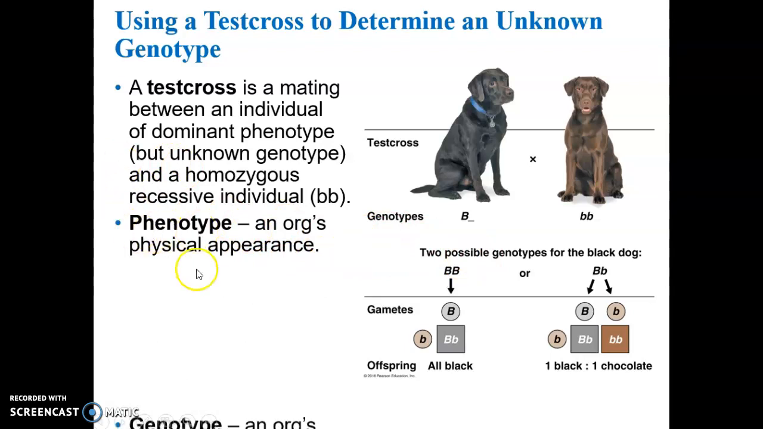Okay, so I mentioned phenotype and genotype. The phenotype, think physical, pheno, PH. The phenotype is the appearance of the organism. This dog is brown, chocolate. This dog is black. That is it. Those are the organism's phenotypes.